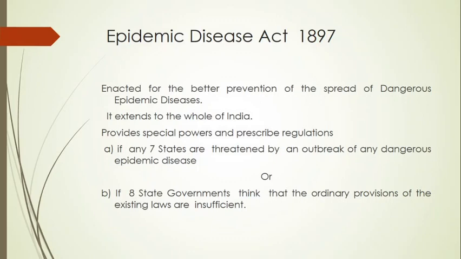This act provides for the better prevention of the spread of dangerous epidemic diseases. It extends to the whole of India. The government has the power to take special measures and prescribe regulations if the state is threatened by an outbreak of any dangerous epidemic disease, or if the state government thinks that the ordinary provisions of the existing laws are insufficient for the purpose.